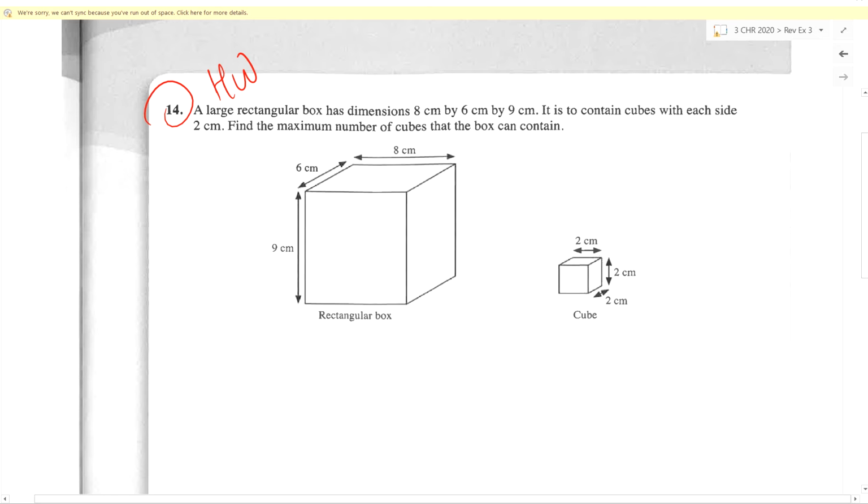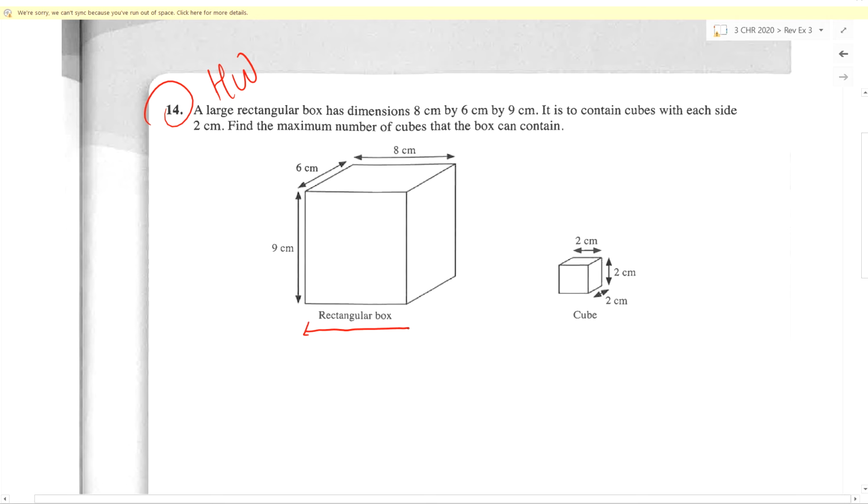A large rectangular box has dimensions 8 cm, 9 cm and 6 cm to contain cubes with side 2 cm. Find the maximum number of cubes that the box can contain. So if we want the maximum, we have to try and squeeze as many as we can, and we're going to place them very neatly.